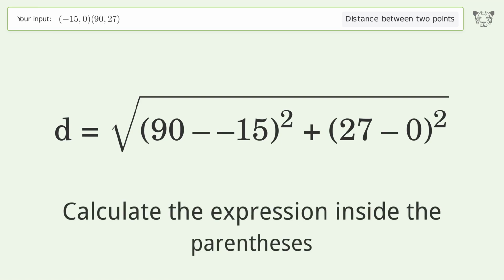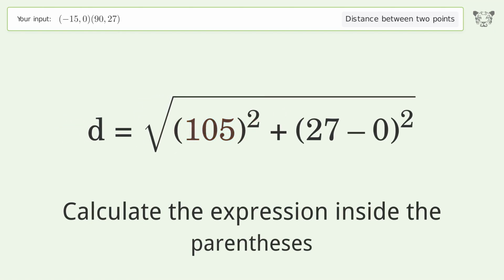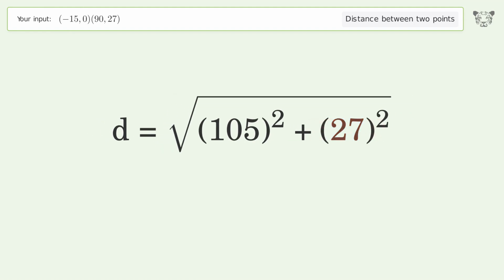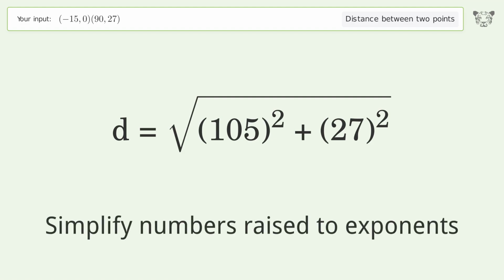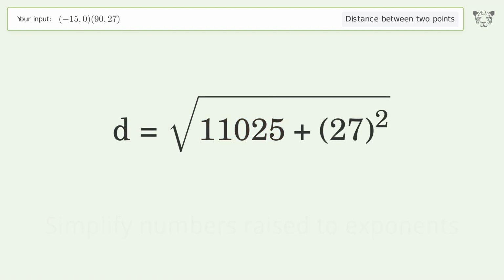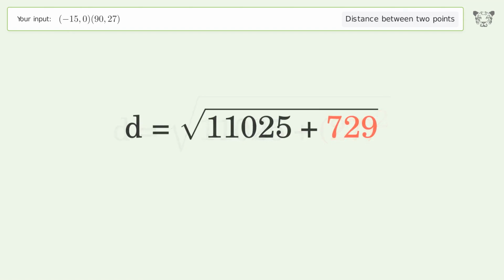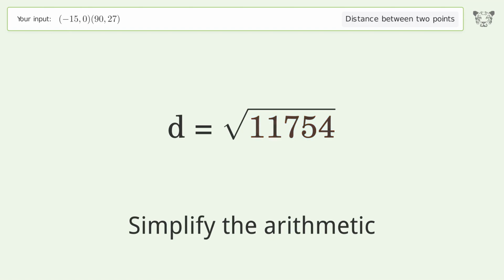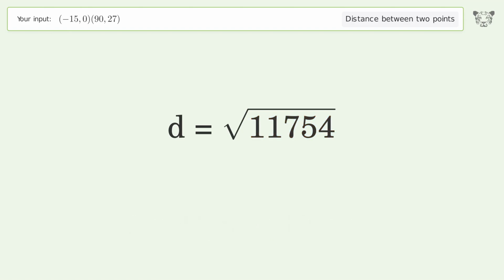Calculate the expression inside the parentheses. Simplify numbers raised to exponents. Simplify the arithmetic. And so the distance between the 2 points is the square root of 11,754, or 108.416.